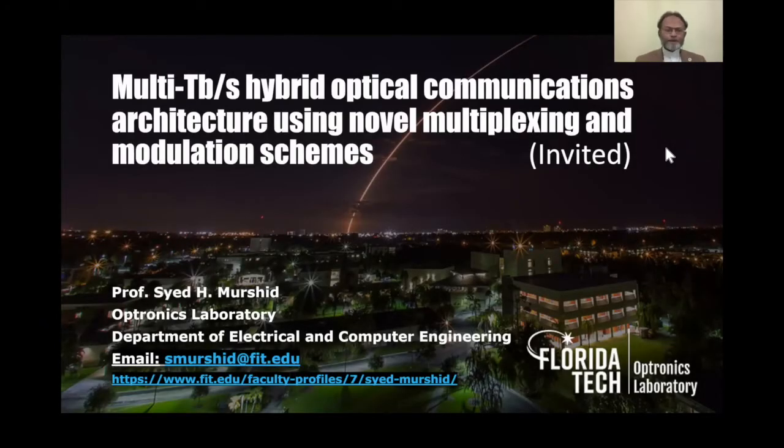Ladies and gentlemen, I am Professor Syed Murshid, and today I want to share with you a multi-terabit per second hybrid optical communications architecture that utilizes novel multiplexing and modulation schemes. This work was performed at the Optronics Laboratory of the Department of Electrical and Computer Engineering at the Florida Institute of Technology, and my collaborators on this endeavor include my graduate and undergraduate students who are also co-authors on this paper.